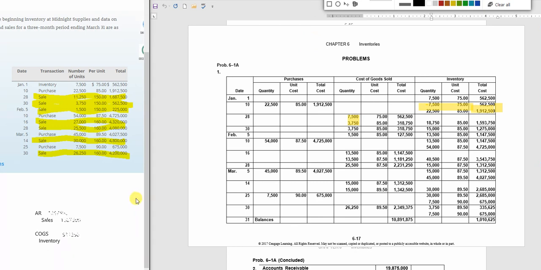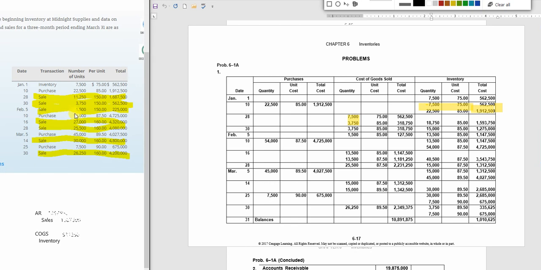Okay, this is a little bit too hard to erase to do it for every single one. But my accounts receivable sales would be 3,750 at $150, so $562,500 would be across from accounts receivable sales. And my cost of goods sold inventory would be the $318,750. So again, I sold 3,750 that cost $85, and I sold them for $150.